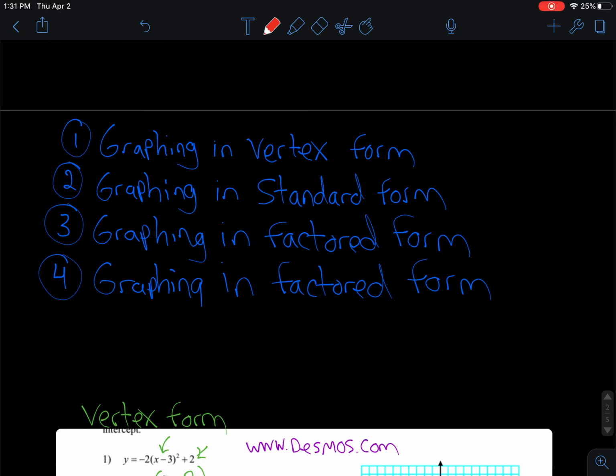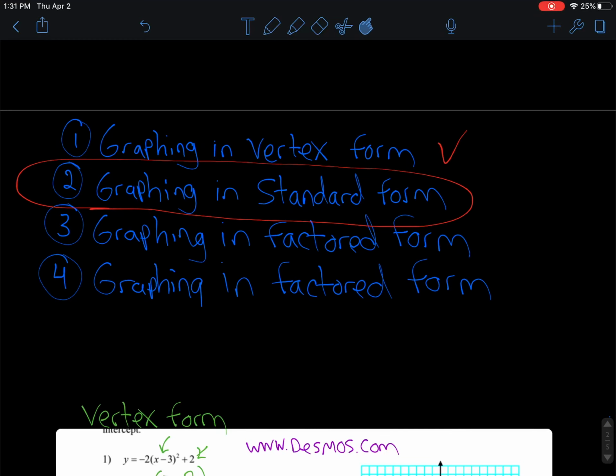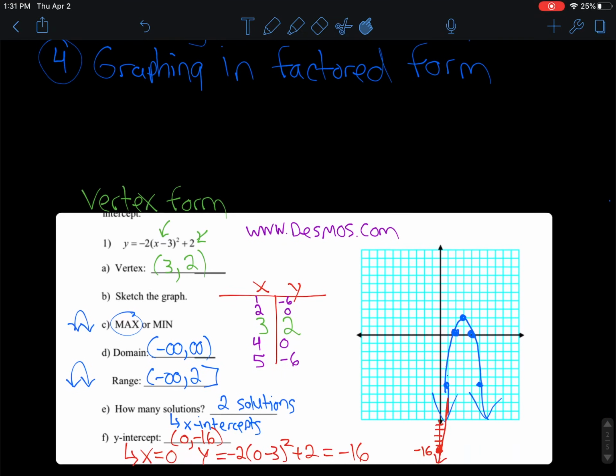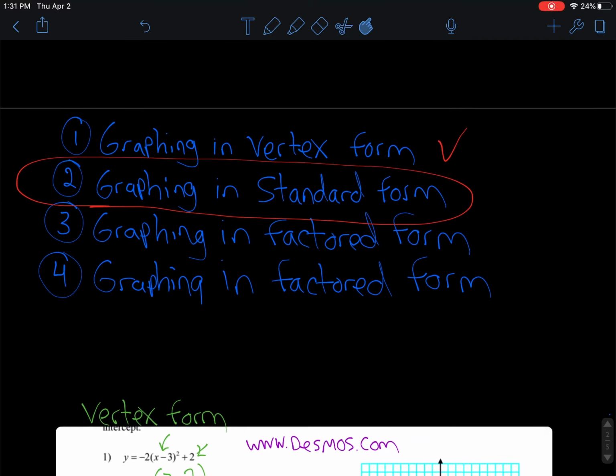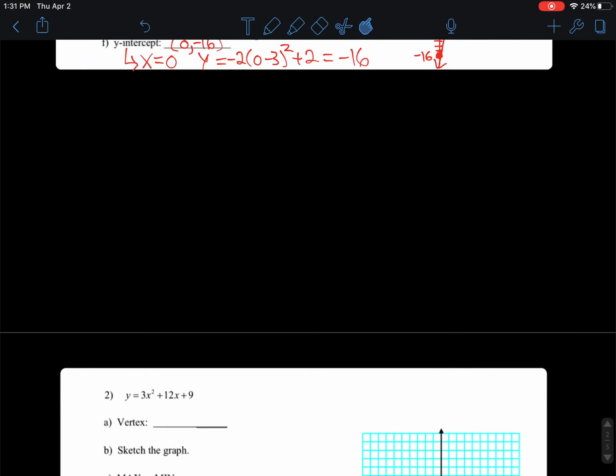Mr. Simonini here. This video is all about graphing in standard form, so I'm going to do an example with you. In the last video, remember we did vertex form already, and then we answered those questions about the parts of what's the vertex, max, domain, and range, and all that stuff. So this video is all about standard form. So I'm going to go ahead and go to number 2.